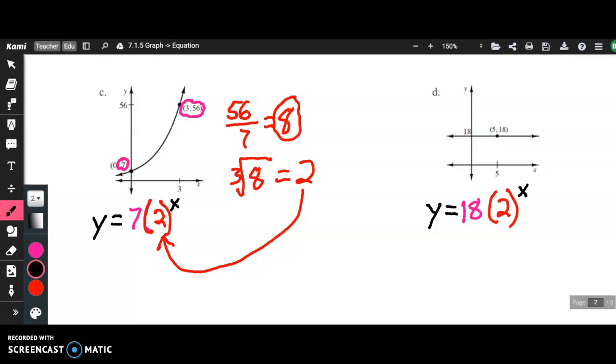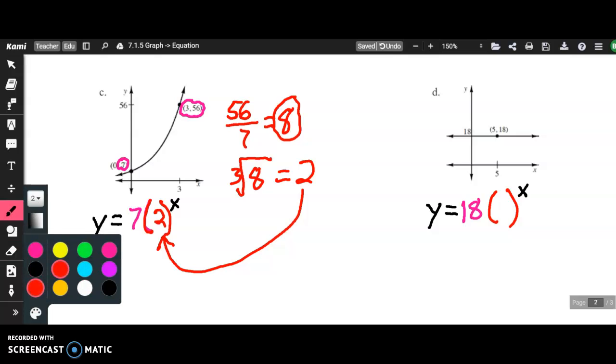Well, I see that in this problem my y-intercept is 18, so I'm going to keep that for sure. Now, if I go over 5, it's still at 18. So it looks like I'm not changing anything. I stay at 18 the entire way. So I'm going to get rid of the 2, because I'm not multiplying each time by 2. I have to think of a number that, if I multiply by it, is going to stay the same. The only number that I know that will do that is 1. So here is the actual correct equation.